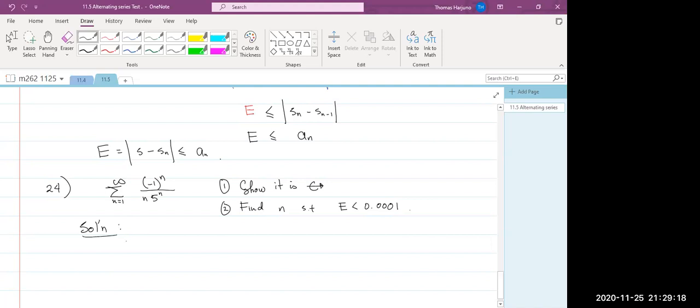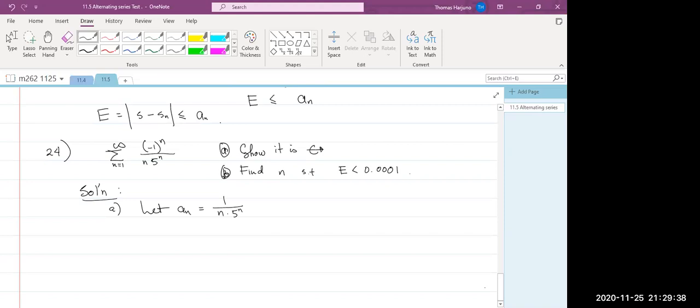So you basically need to separate. Let's call this part A and this is part B. Let the positive term be 1 over n times 5 to the n. We need to show that this is decreasing and the limit is 0. Let me just state this claim: the limit is 0, a sub n converges to 0. Proof.